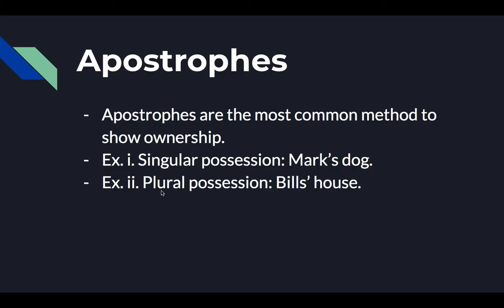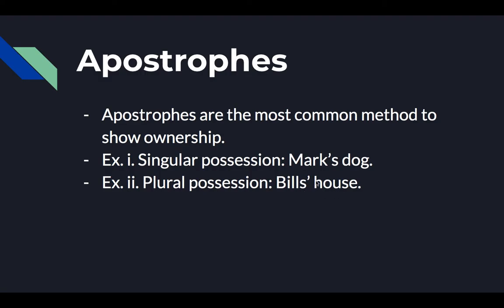Example 2, what about when there are plural nouns that are owning the same thing together? In this interesting little situation, there are two people named Bill, and together those two people named Bill own a house. So when there are two people with the same name who own something together, we put the S beside the original noun because it's plural, right? And the apostrophe gets moved to the outside of the S. So Bills', plural, house. The two men named Bill own the house together.